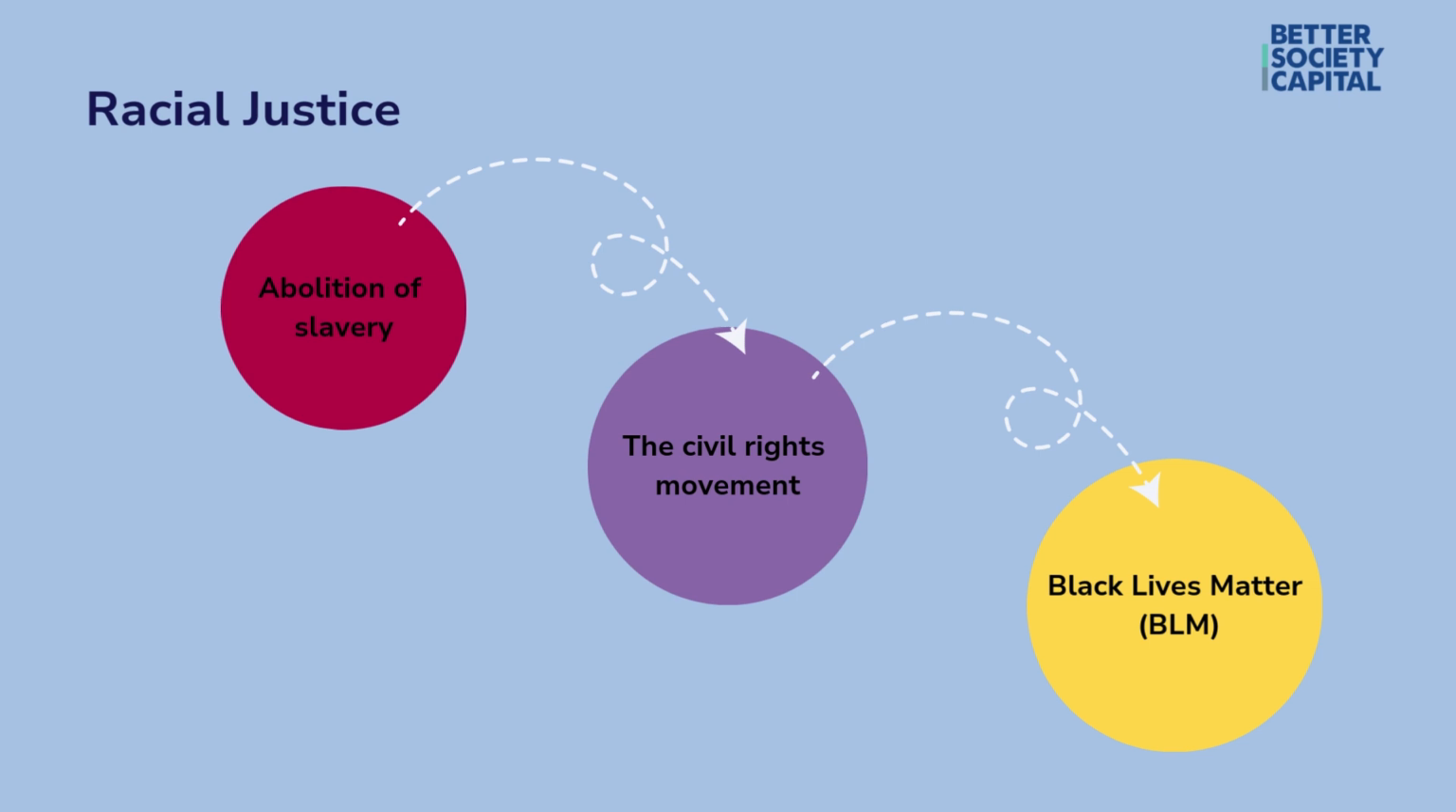The anti-apartheid movement, South Africa. This movement combated racial and economic oppression, culminating in the end of the apartheid and the establishment of a democratic government in 1994. The Black Lives Matter movement, BLM.